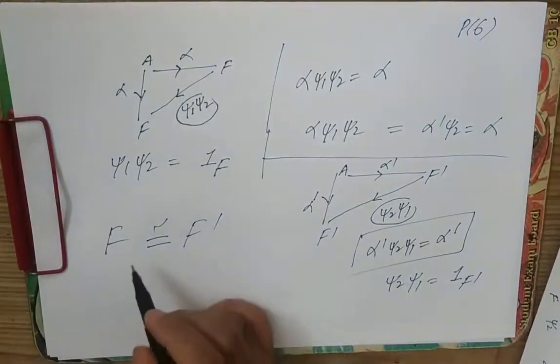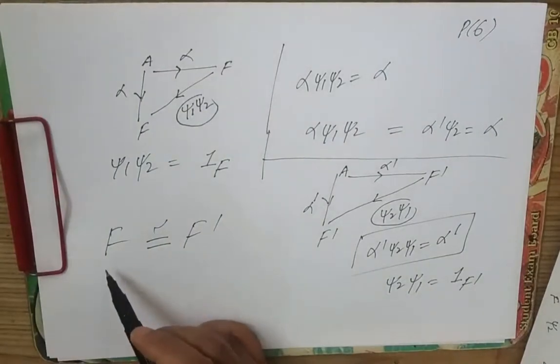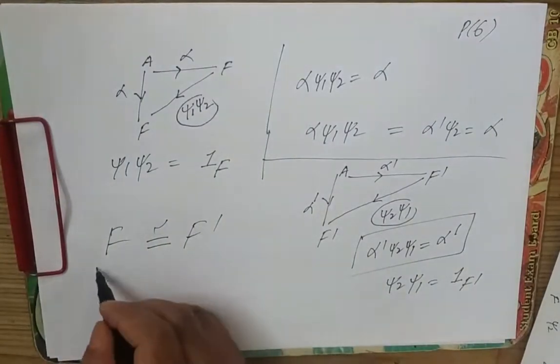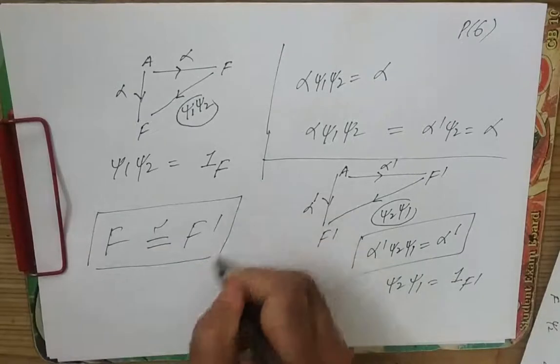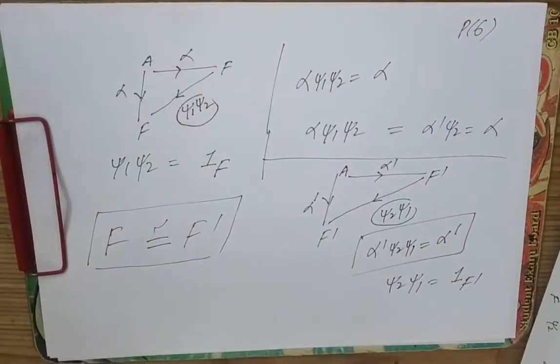So thus, if a free semigroup on A exists, then it must be unique. It must be unique.